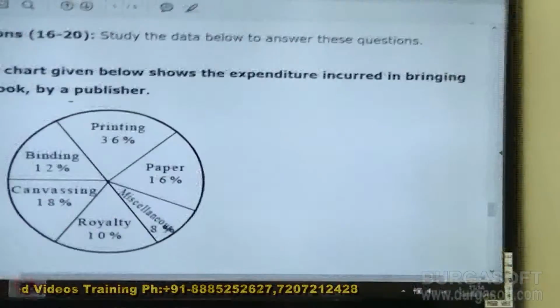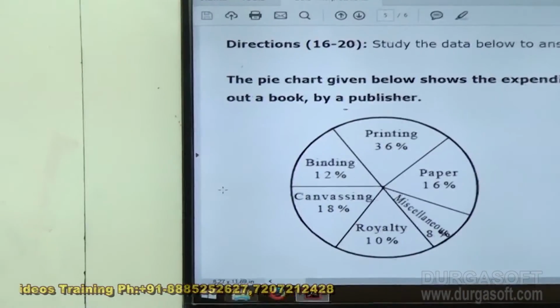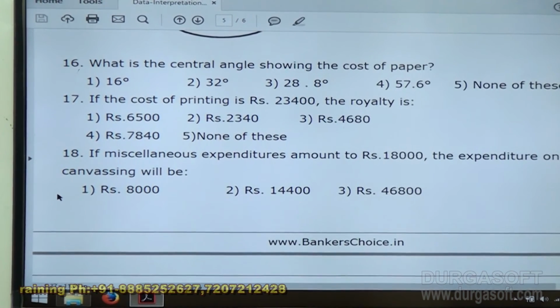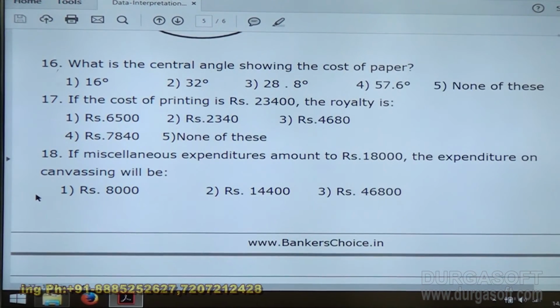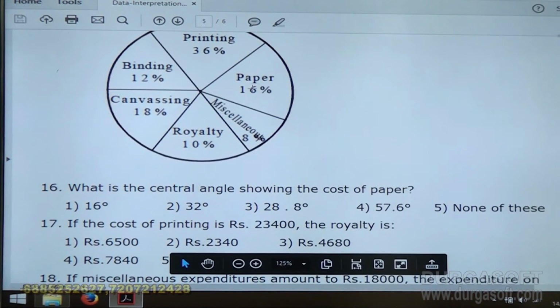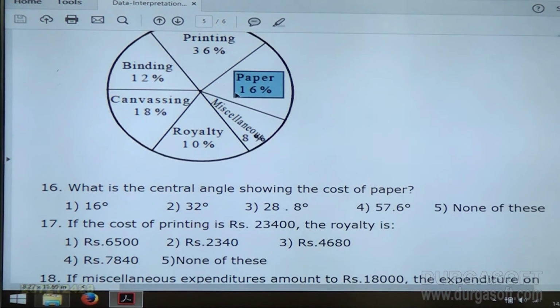The first question asks for the angle showing the cost of the paper. Here I can say that the paper cost is 16%. But I have to represent the 16% as an angle. So what will be the angle at this place? That is what I need to find out.